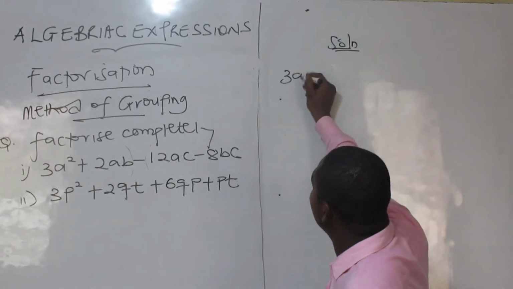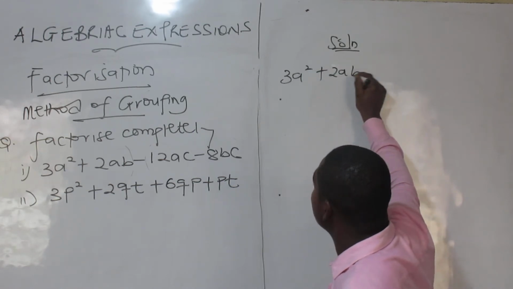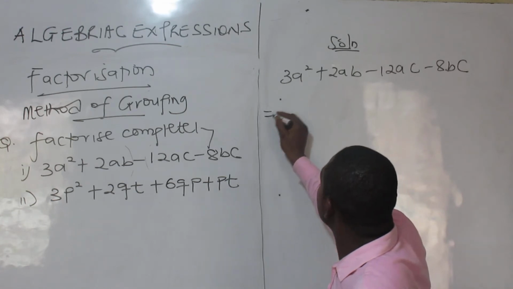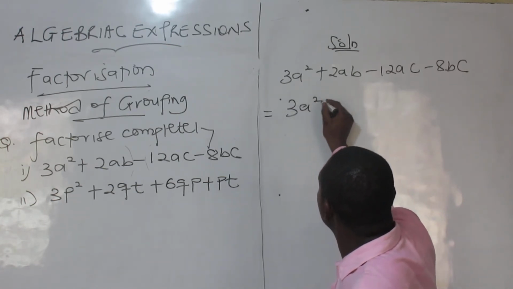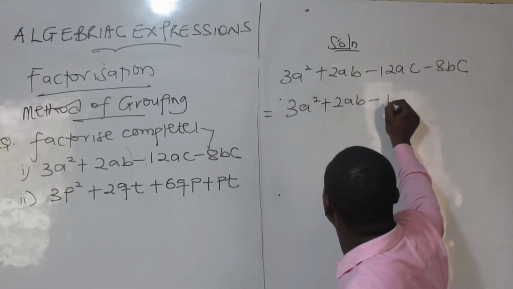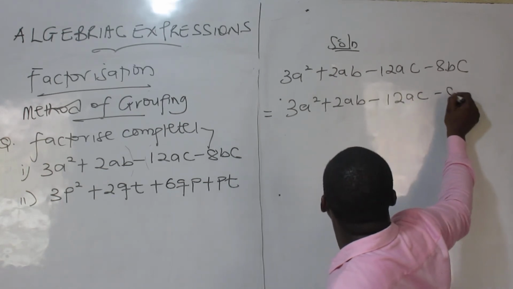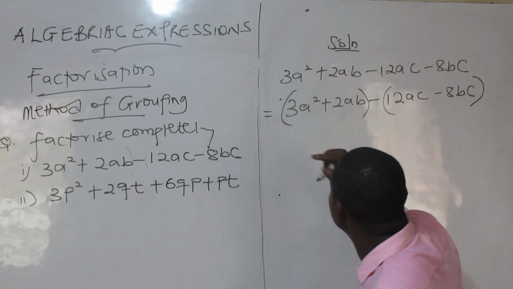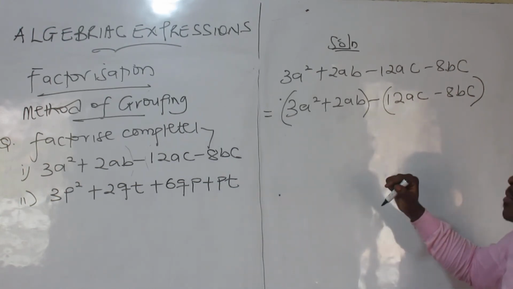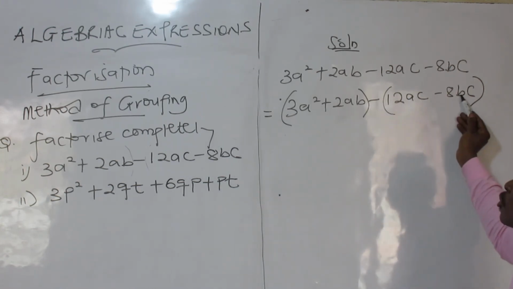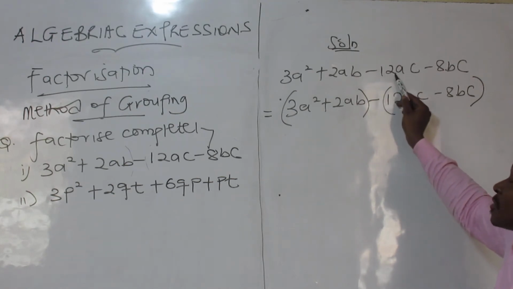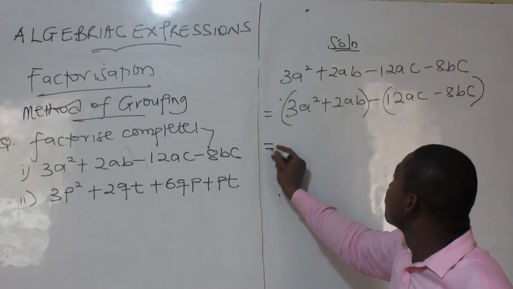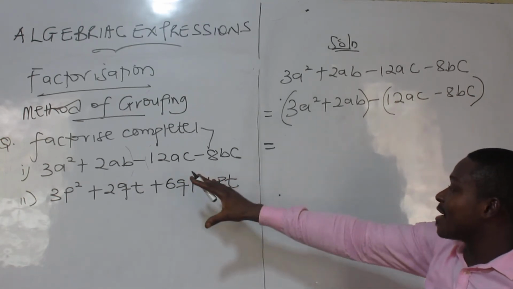So you have 3a squared, 2ab, 12ac minus 8bc. Good. So I have 3a squared. I want to write the question again so that when I group, you get to know why it is so. So you'll not be tempted to believe that this minus is affecting everybody here. It's not true. This minus really belongs to this, not everybody. Good. So I've grouped. You see, these ones are direct.